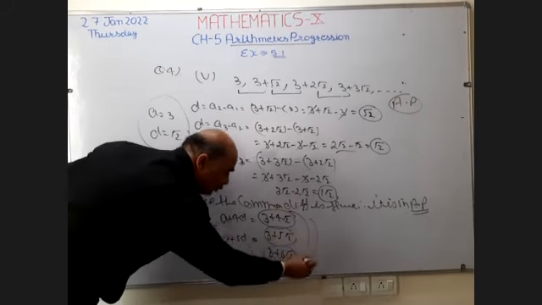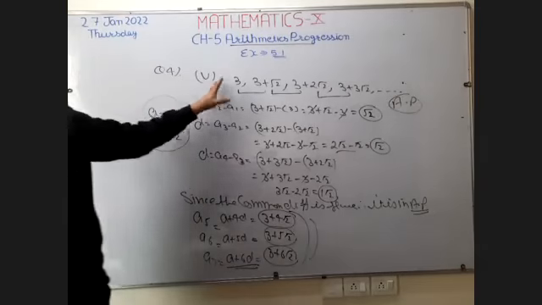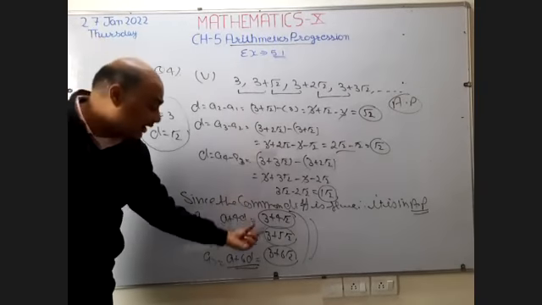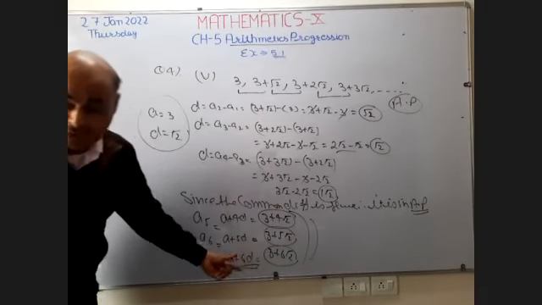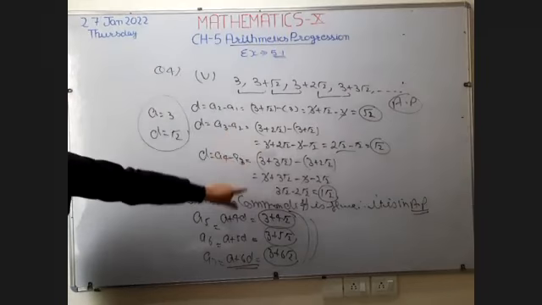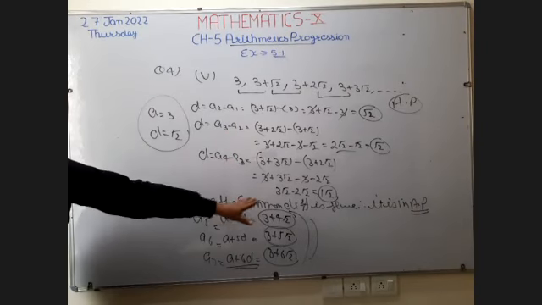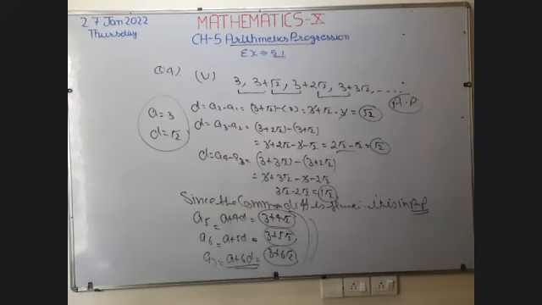I hope it is clear to everyone. If the given sequence becomes AP, then you have to write the next three terms also. Okay? If the given sequence is not in AP, your question is going to be over. Right? The given sequence is not in AP, so therefore it ends there.